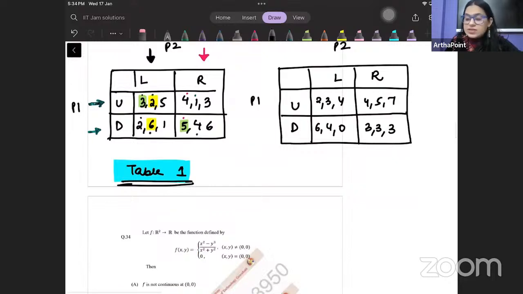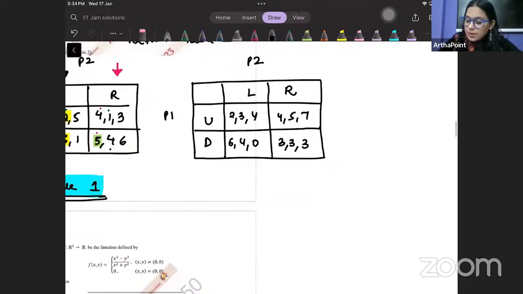And again, I will compare for player 1 or 2. Fixing player 2's strategy to left, what is best for player 1? You will compare 2 and 6, so I have 6. Fixing it to right, what is best for player 1? You will compare 4 and 3, so 4. Fixing player 1's strategy to up, you will compare for player 2. Between 3 and 5, 5. And between 4 and 3, 4.